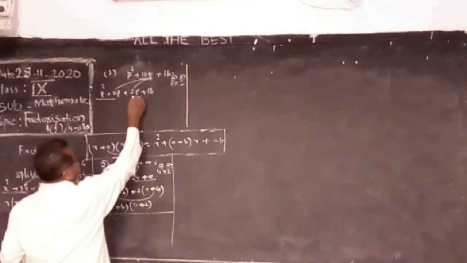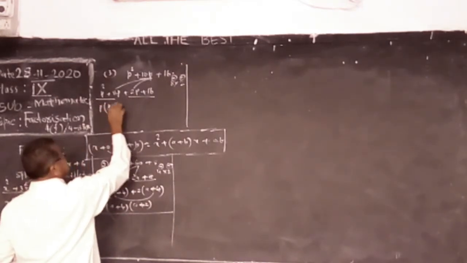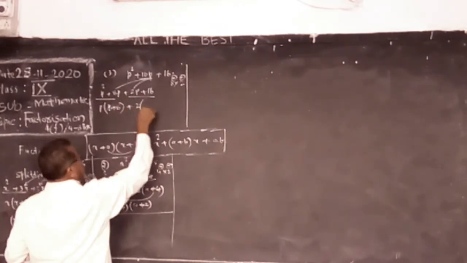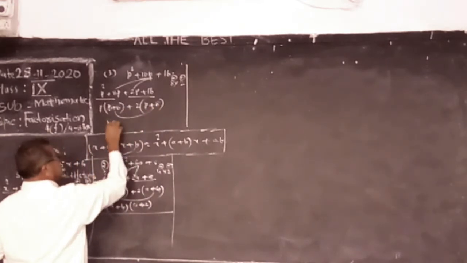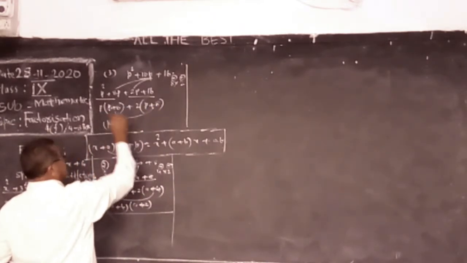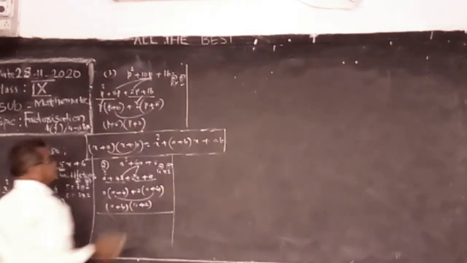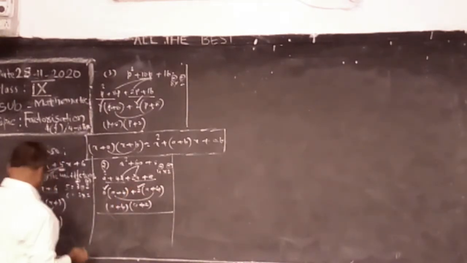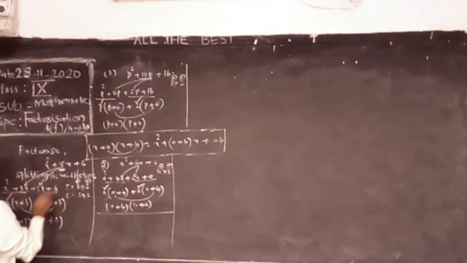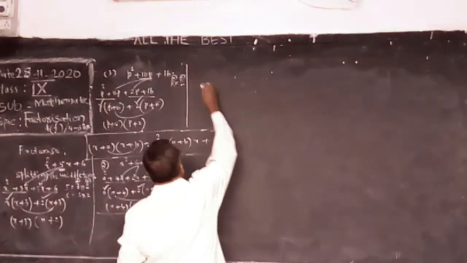Now take p common here, p plus 8. Taking 2 common, p plus 8. Again p plus 8 is common, and we get p and 2 as the remaining terms. So the factors are (p plus 8) into (p plus 2). Like that you have to think.